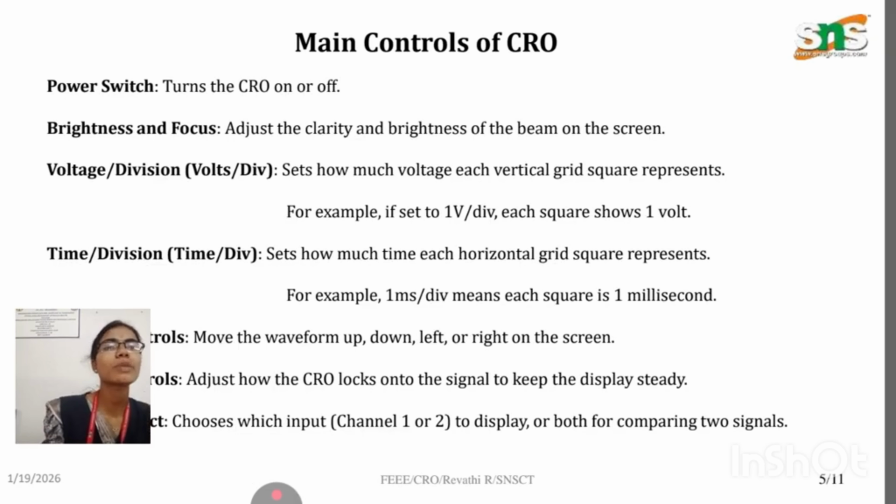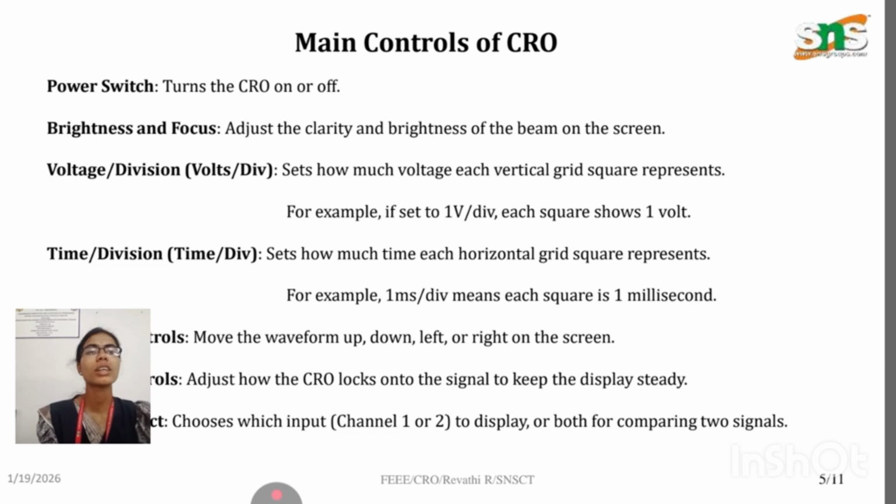The main controls of CRO are brightness and focus. Brightness is a major key factor for the CRO, through which we can see what is displayed as a waveform, whether spike, square, triangular, sinusoidal, or AC/DC waveform. Every waveform is seen through brightness and focus, which adjust the clarity and brightness of the beam on the screen. The power switch is used to turn the CRO on and off. The adjustable voltage, frequency ranges, and time period are also used to adjust how the CRO locks onto the signal to keep the display steady.